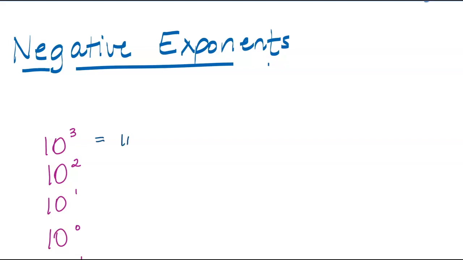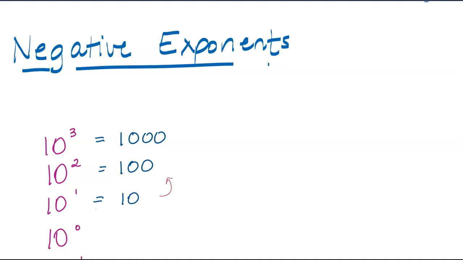That would expand out to 10 times 10 times 10. Well, I'm not going to expand it, I'm just going to tell you what it is. That is a 1 with 3 zeros. If you had 10 squared, which is 10 times 10, that's a 1 with 2 zeros. 10 to the first, that's 10.